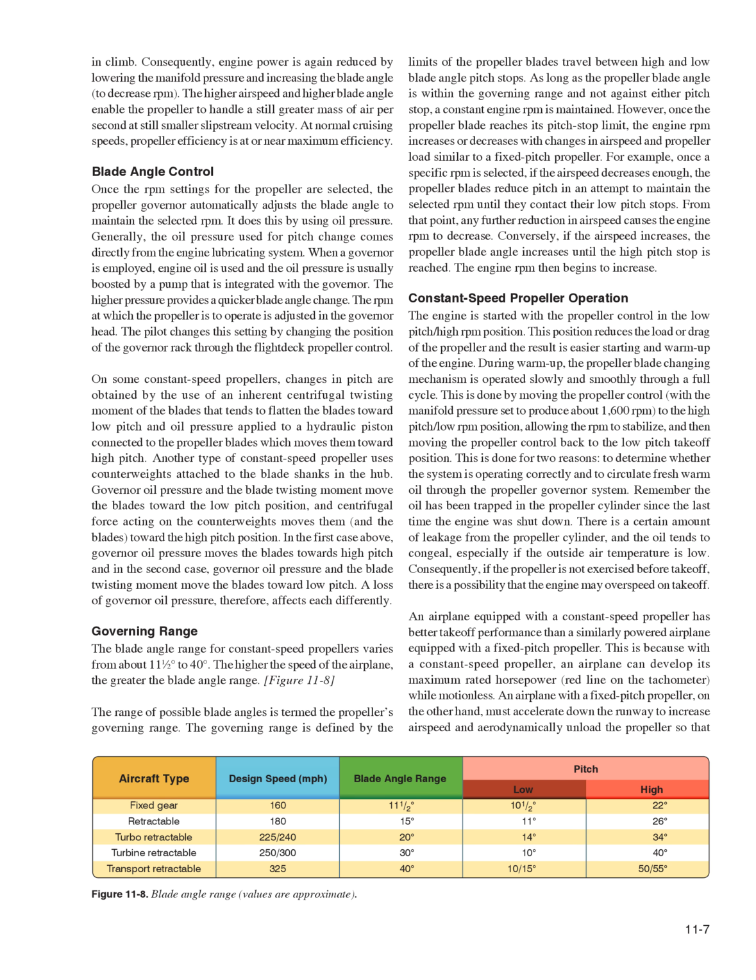This is done by moving the propeller control, with the manifold pressure set to produce about 1,600 revolutions per minute, to the high pitch/low RPM position, allowing the RPM to stabilize, and then moving the propeller control back to the low pitch takeoff position. This is done for two reasons: to determine whether the system is operating correctly and to circulate fresh warm oil through the propeller governor system. Remember, the oil has been trapped in the propeller cylinder since the last time the engine was shut down.